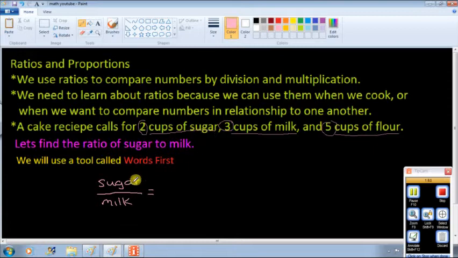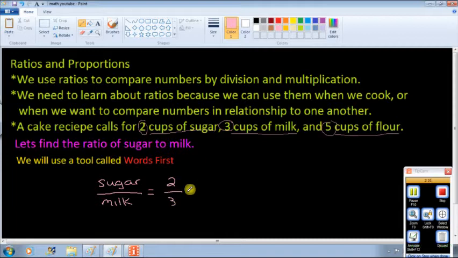Ratios always have 2 numbers. So I know that one of these are not going to be used. Well, let's see, sugar needs to match with sugar. So here I have my sugar. I have the number 2. So of course I'll use the number 2. And it's 2 to milk. So I just need the milk, and it's the number 3. So I'll write the number 3. And I'm pretty much done.